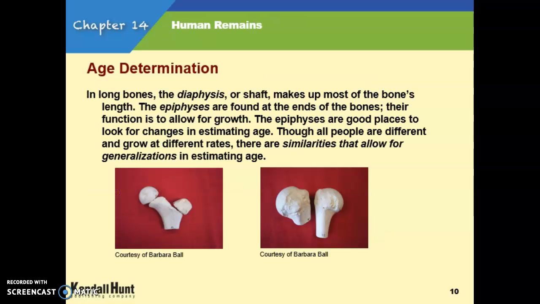All right, in long bones, the diaphysis, or the shaft, makes up most of the bone's length. The epiphyses are found at the ends of the bones. Those are going to be the growth plates. They're a good place to look for changes in estimating age. All people are different, though, and they grow at different rates, but there are similarities that allow for generalizations in estimating age. But you're never going to look at these and estimate this person was between 21 and 23. You're looking at a much wider range.